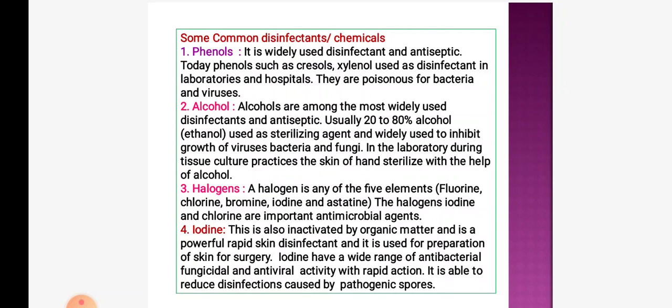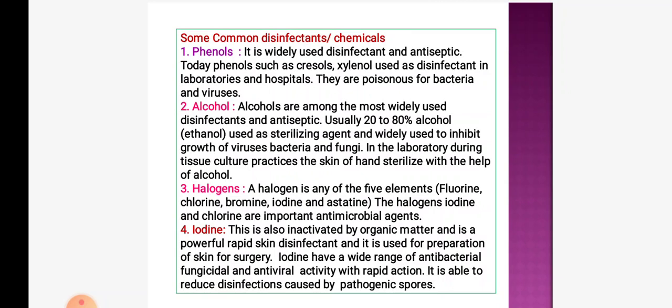Then alcohol is the most widely used disinfectant and antiseptic. 80% alcohol is used as a sterilizing agent and widely used to inhibit growth of virus, bacteria and fungi. In laboratory during tissue culture practice, the skin of the hands is sterilized with the help of alcohol. Next chemical is halogens.